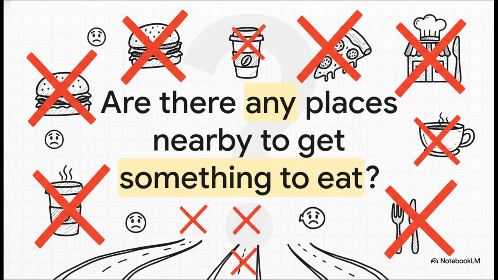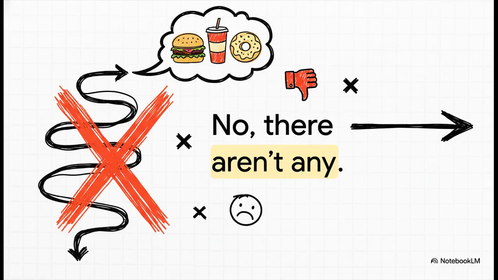Okay, let's try another one. Someone asks, are there any places nearby to get something to eat? But this time, the answer is no. The answer is just, no, there aren't any. See? Again, you don't need to repeat places to get something to eat. The word any handles it perfectly in that short, negative answer.